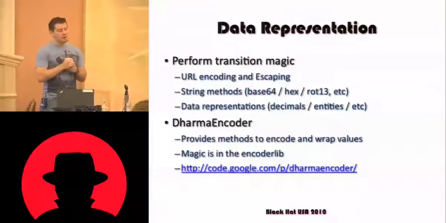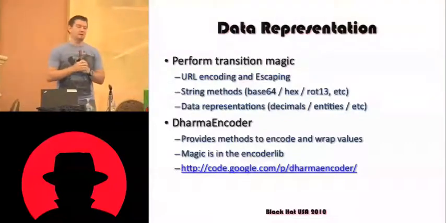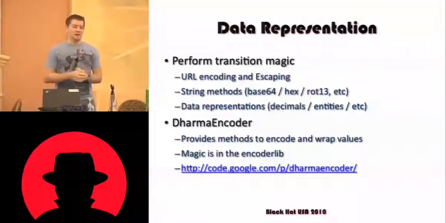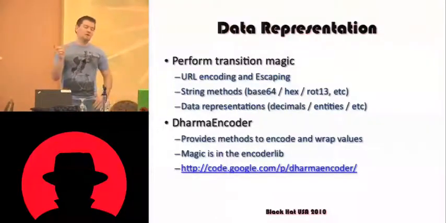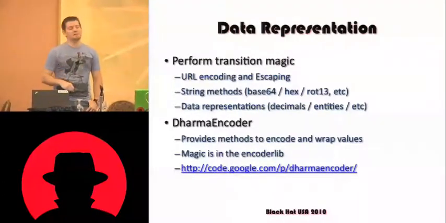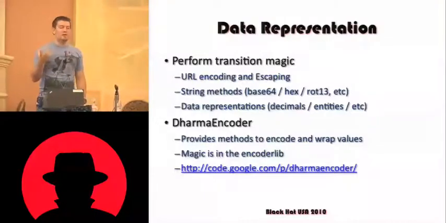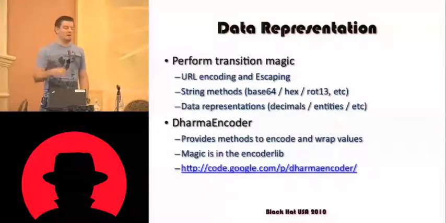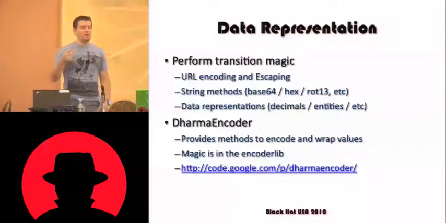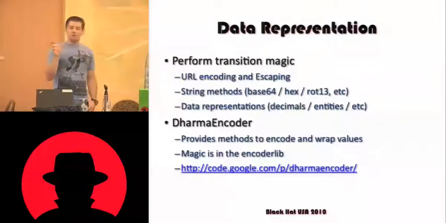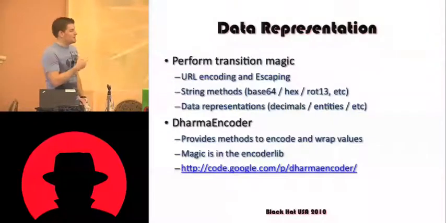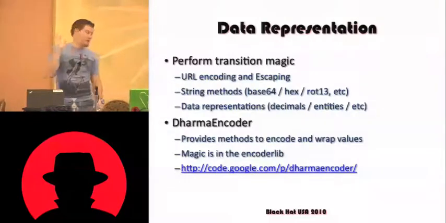Dharma encoder is a tool I wrote because I like having a standalone encoder, and I also like wrapping values in text. The magic of Dharma encoder is in the encoder lib. If you wanted to know in Python how to represent data a certain way, like SQL character encoding and Oracle encoding and a bunch of other things, you can just look through the encoder lib on the Google Code site and see that all you want.